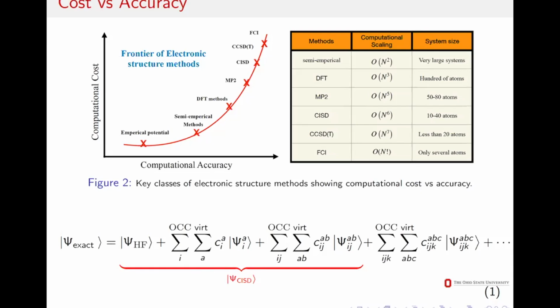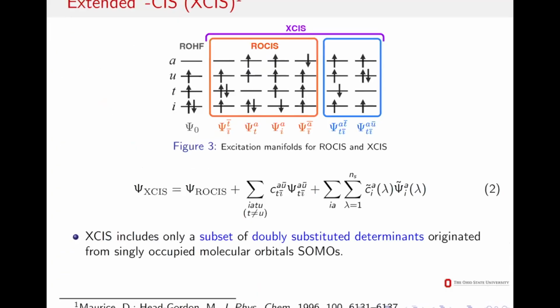Let's talk about the new method, XCIS. It's called the extended CI singles. Let's look at the figure carefully. You have an open shell Hartree Fock ground state, and on top of that, you are doing single excitations. This orange block is my single excitations, and these are the ROCIS determinants. On top of that, we are doing some doubles, not the full doubles, but a subset of doubles that originate only from these singly occupied molecular orbitals. The best part is that when you include these doubles, the cost will not increase. It's exactly the same cost as ROCIS and TDDFT.